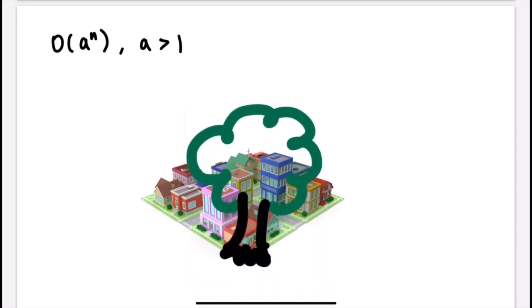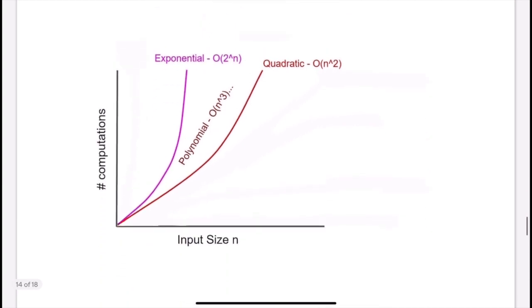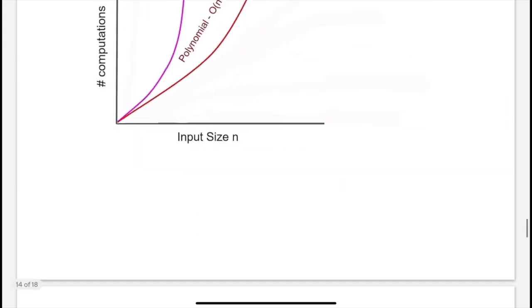In this example, a represents the growth rate of the magical plant, and n represents the number of days. To properly define, O(a to the nth power) is an exponential time complexity given when a is greater than 1. This means that as the size of input n grows, the time it takes to perform a task increases exponentially. In other words, the number of operations required grows exponentially with the size of the input n.